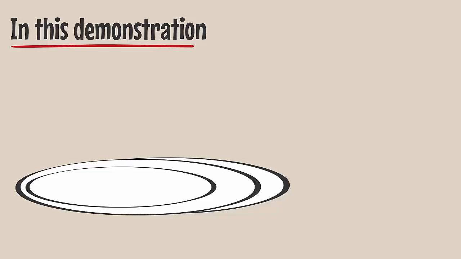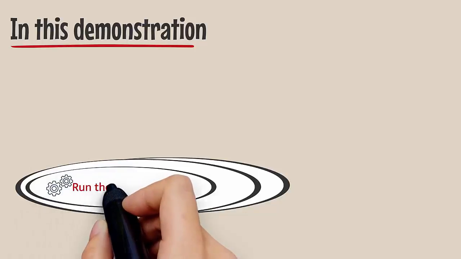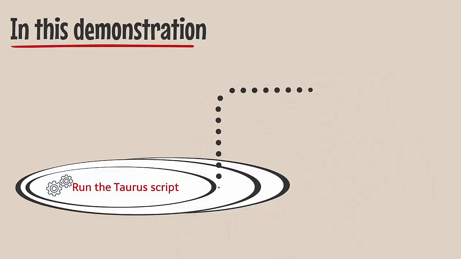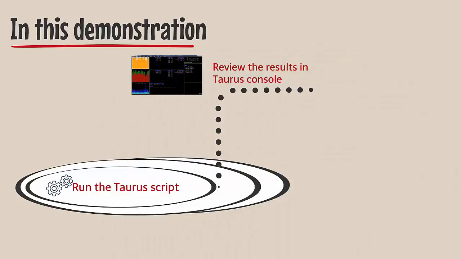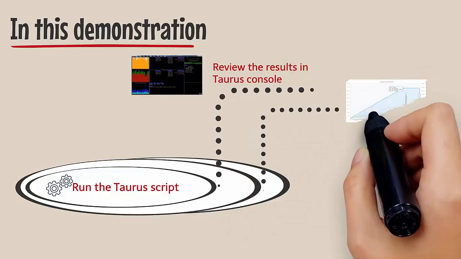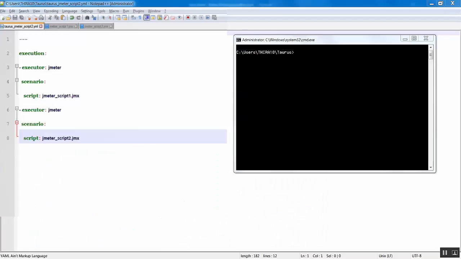In this demonstration, you will run the Taurus script, review the results in the Taurus console, and review the results in the BlazeMeter report. In the previous demonstrations, you have seen the Taurus console, and after the execution, the console gets closed and we are not able to see the complete details. So we will use the BlazeMeter report so that we have a permanent report on BlazeMeter.